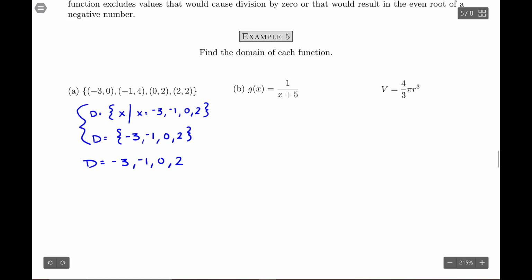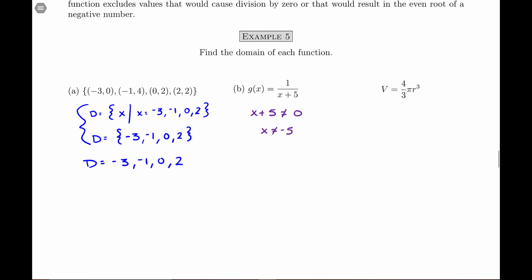Whenever you're looking for the domain of a rational expression, take the denominator, and we can say that the denominator is not equal to 0. We subtract 5 from both sides, and we get x is not equal to negative 5. And what this shows us is the set of values that we have to eliminate from the domain.